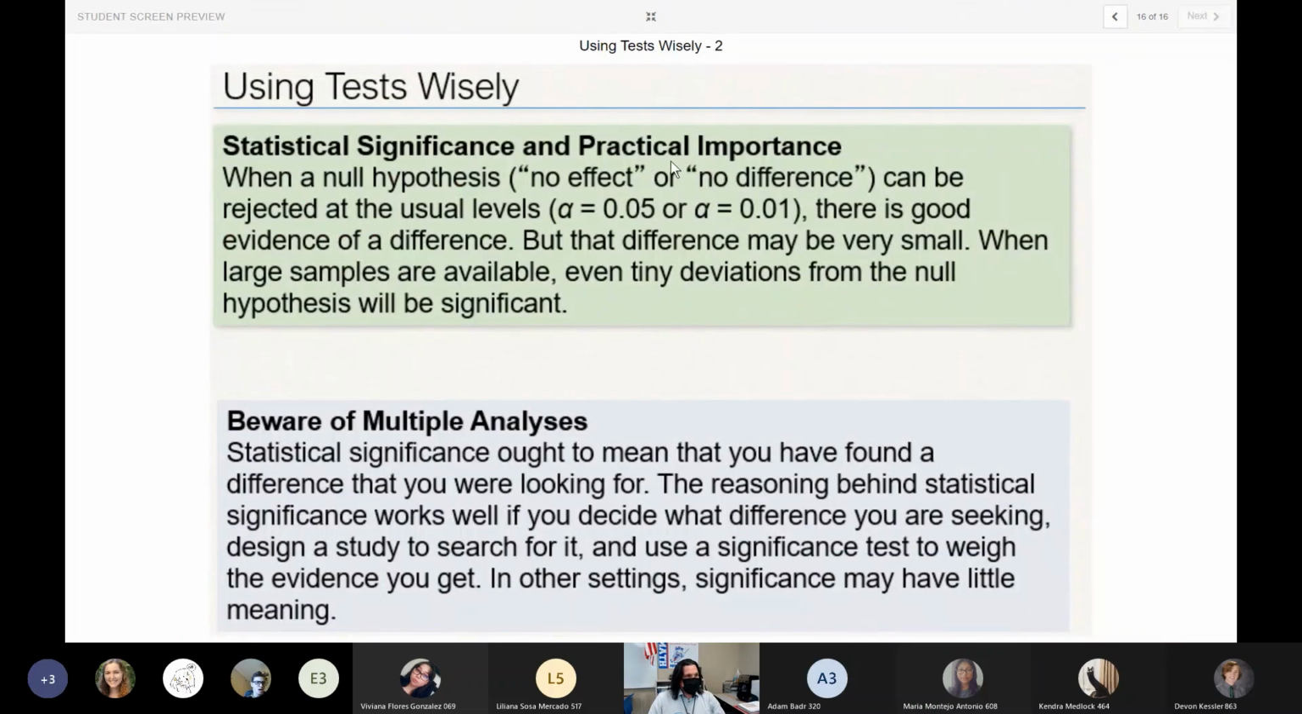Statistical significance and practical importance. When a null hypothesis, no effect or no difference, can be rejected at the usual levels, alpha equaling 0.05 or alpha equaling 0.01, there's good evidence of a difference, but that difference may be very small. When large samples are available, even tiny deviations from the null hypothesis will be significant. And so, even though your results are statistically significant, are they practical? Are they important results, right?